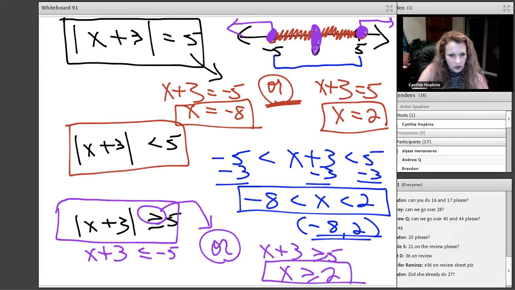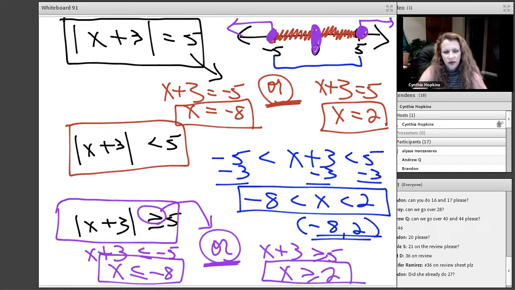Here, subtract 3, I get -8. And that's my answer: x is less than or equal to -8, or x is greater than or equal to 2. And that summarizes absolute value with an equation, an equal sign, a less than sign, and a greater than sign.